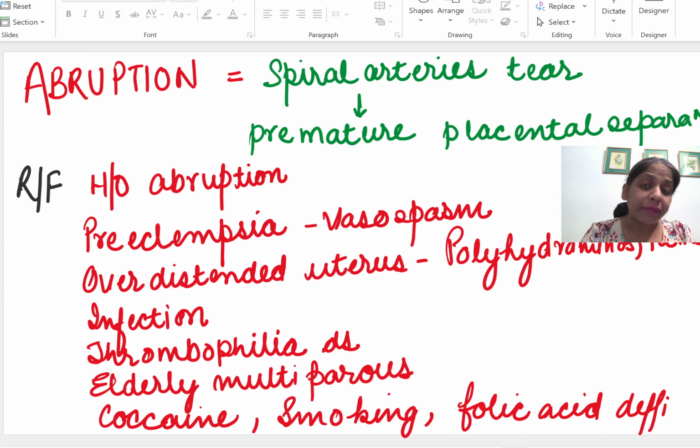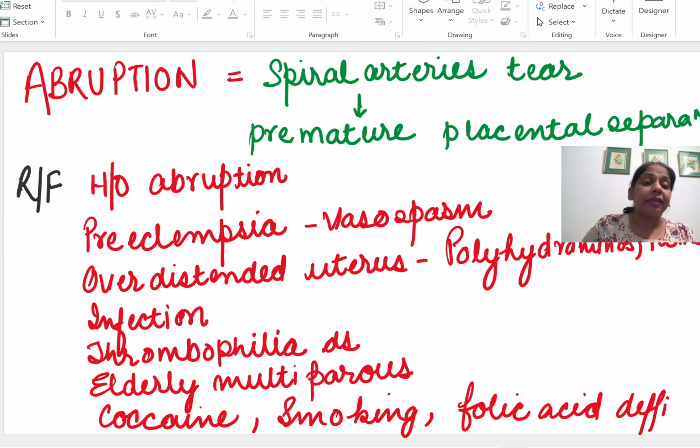Now what happens when the spiral artery tears? When the spiral artery tears, there will be bleeding in the placenta, right? And the placenta will start separating. Usually the placenta separates after the delivery of the fetus, right? But if the placenta separates before the delivery of the fetus, then it is known as abruptio placenta. Now the spiral arteries have torn, there is bleeding, and what will happen, you tell me? There will be bleeding between the endometrium and the placenta, right?